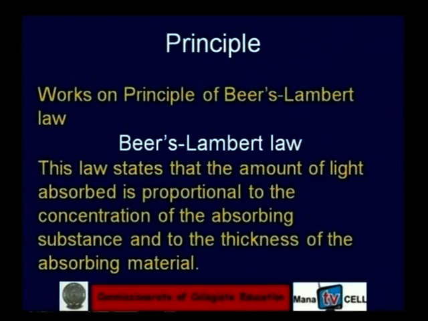Coming to the next slide, dear friends, do you know on which principle this spectroscopy works? Spectroscopy works mainly upon the principle of the Beer-Lambert law. The Beer-Lambert law states that the amount of light absorbed is directly proportional to the concentration of the substance present in the sample and also to the thickness of the absorbing material.